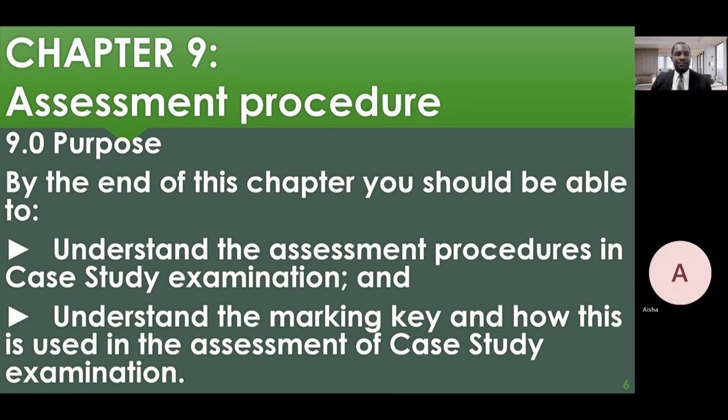The purpose is you should be able to, after we've spoken to this chapter, understand the assessment procedure in the case study exams. Very important. You should also understand the marking key and how this is used in the assessment of the case study. Because if you understand the marks and the allocation, you'll be able to channel your energy and make sure you hit the nail on the head.